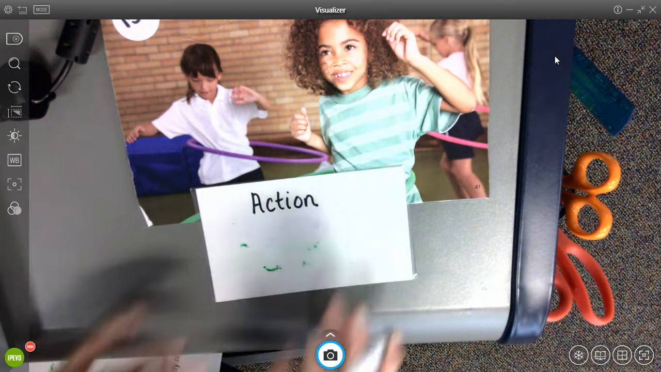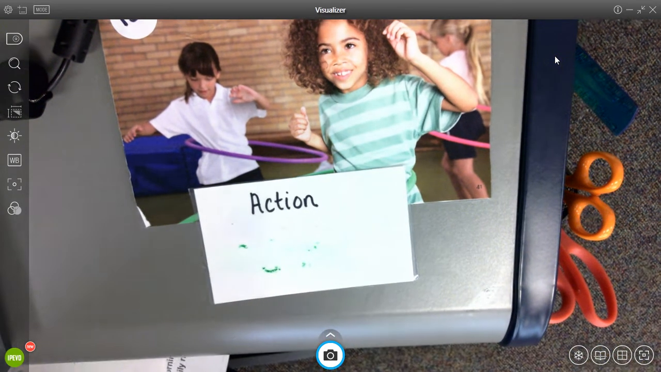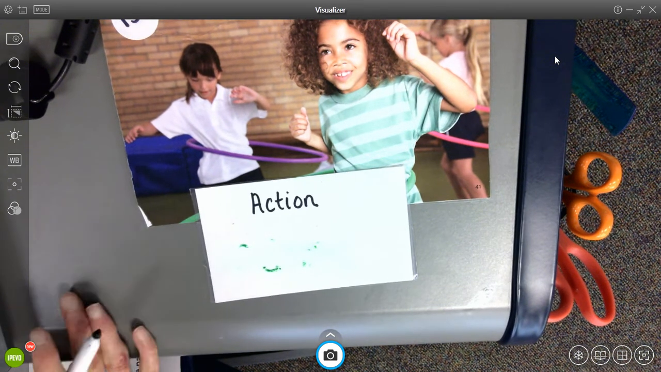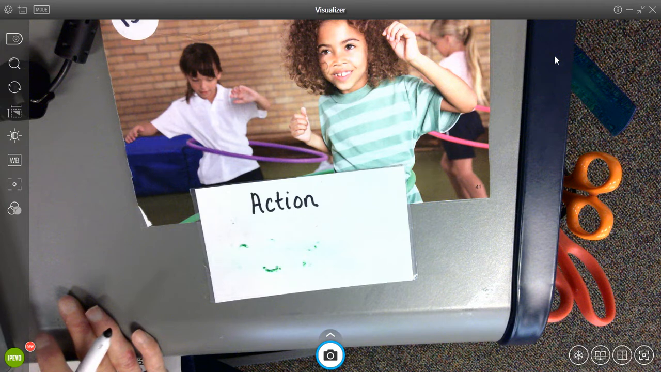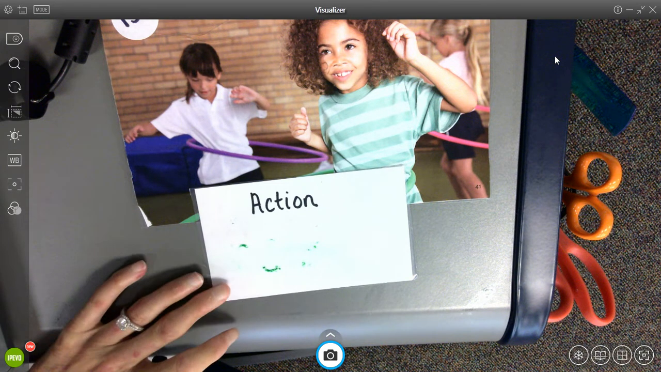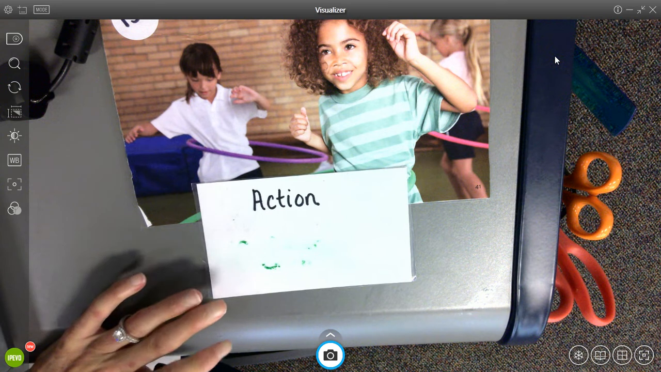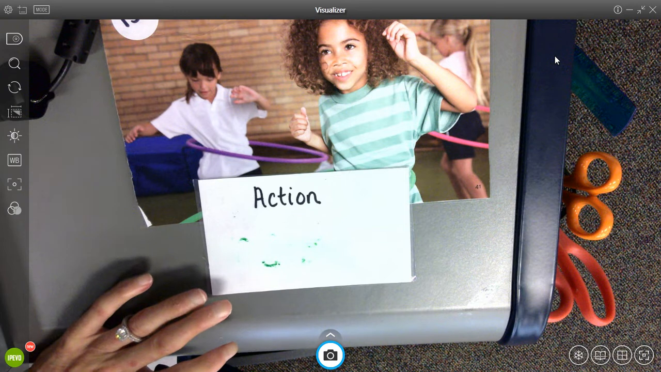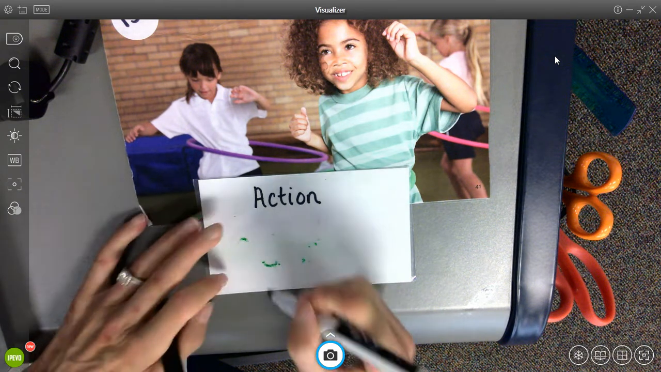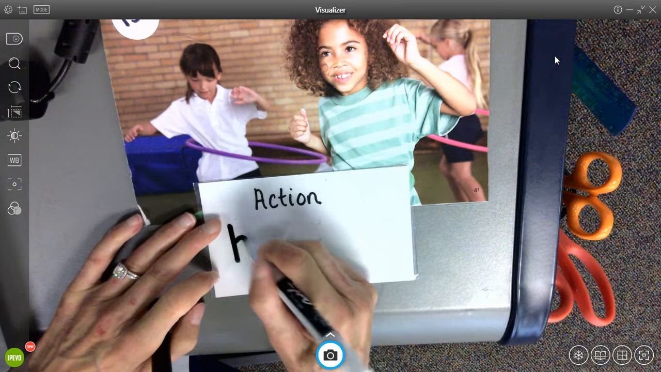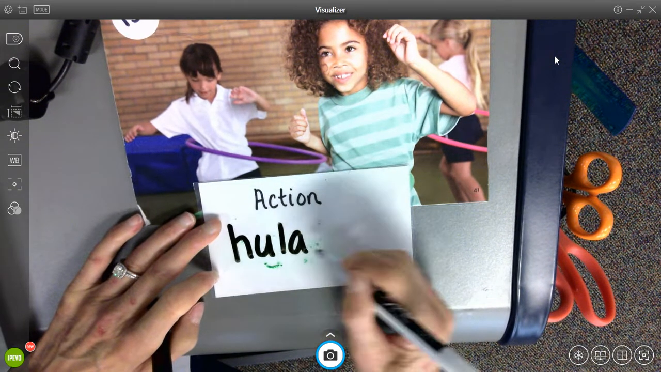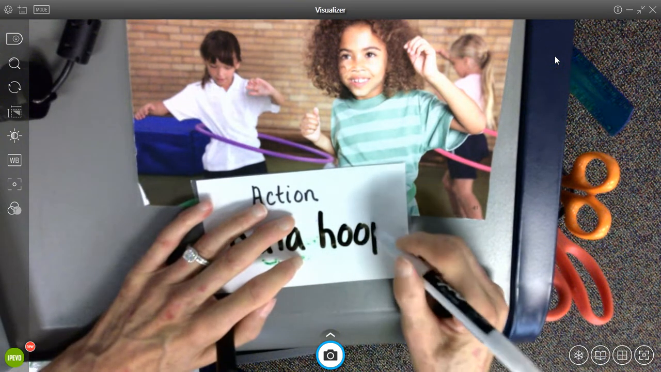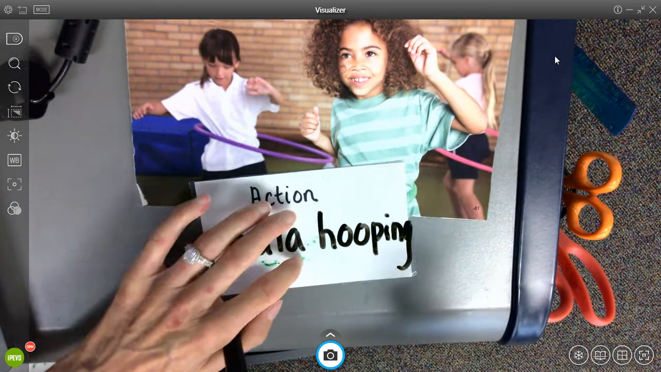So I could say playing. I could say lots of different words. But remember, it's a verb. It's an action word. And remember, the action word you should be able to end in ing. So something you are physically doing is your action. So I'm going to say they are hula hooping, because that's the action I'm seeing.